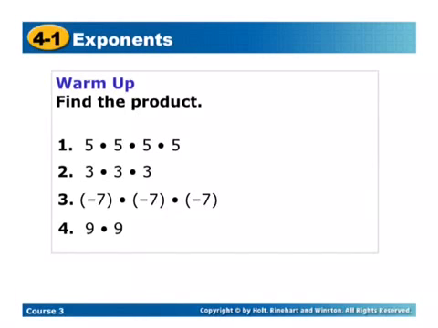So if we do that, we have 5 times 5 is 25, times 5 is 125, and then if we do 125 times 5, we get a final answer of 625. The next one we have 3 times 3, which is 9. 9 times 3 is 27.